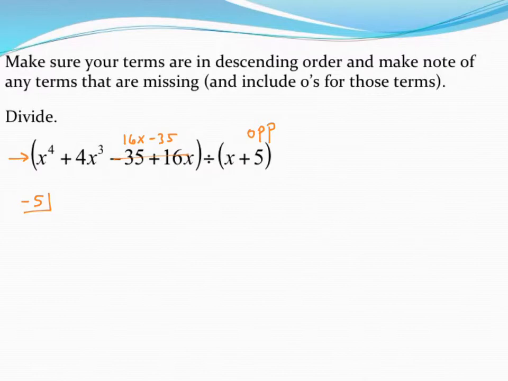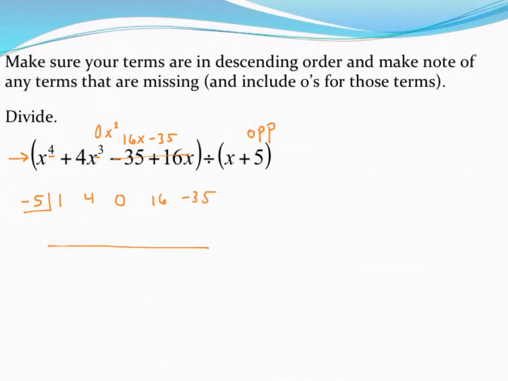One thing I'm noticing as well, notice my exponents. I have 4, 3, and then I jump down to 1 in my constant. So I'm missing the x squared term. I must put a 0 in place for that x squared term. So when I list out my coefficients, I've got a 1 and a 4, followed by the 0, then 16, then -35. If you don't put them in that order with the 0, it absolutely will not work.